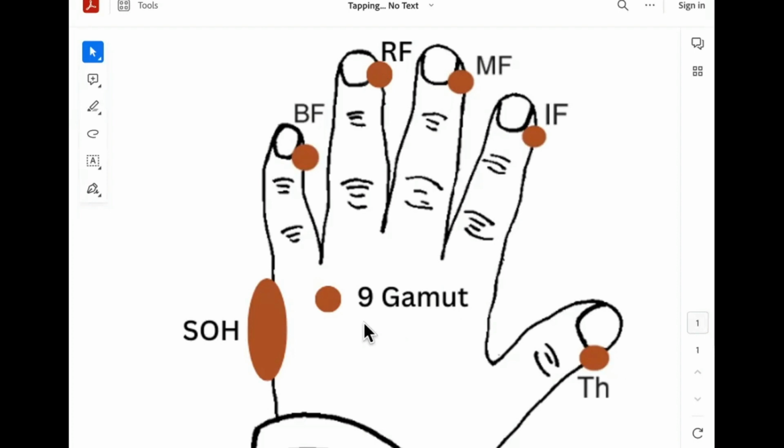And it is found on the back of the hand between the bones that extend from the little finger and the ring finger. So it's right in that valley between those two bones of the hand, and it's about an inch down from the web of the fingers. So this is one I'll definitely show you on my body. It's a little easier to show than it is on a diagram. So those are collectively called the hand points. They consist of the finger points, the side of the hand, and the 9 gamut.